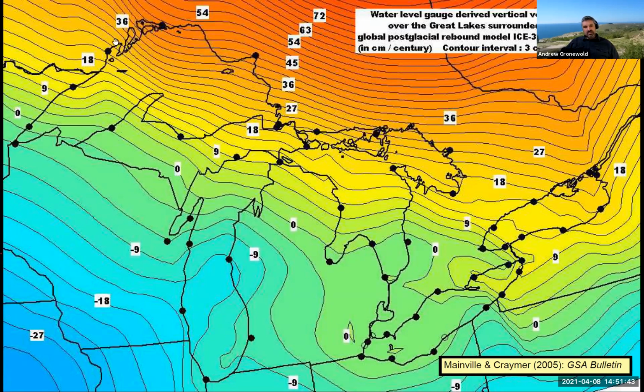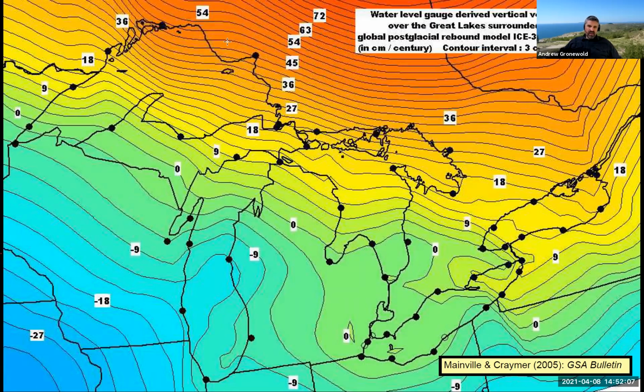If you look at these black dots, these are showing where there are either current or historical water level gauging stations. And you can imagine if there was only one gauge on a lake back in the period from 1860 to 1918, that gauge would be either rising or falling relative to the actual water level. And that's a challenge with using water level data prior to 1918.